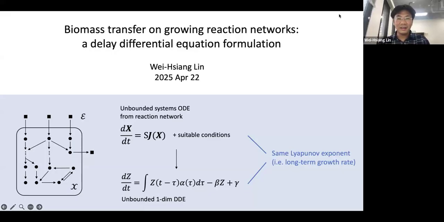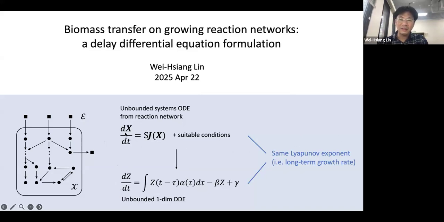Today I'm presenting my work about reaction networks and autocatalysis. In one sentence, what I've done is build a framework of an ODE and a DDE, where I use the reaction network topology to construct another DDE. The ODE is n-dimensional and the DDE is one-dimensional. And these two systems have the same Lyapunov exponent, or long-term growth rate.